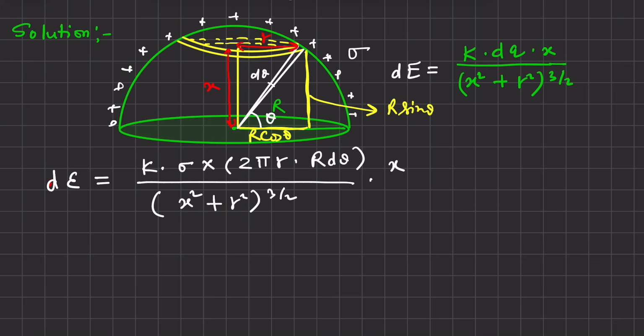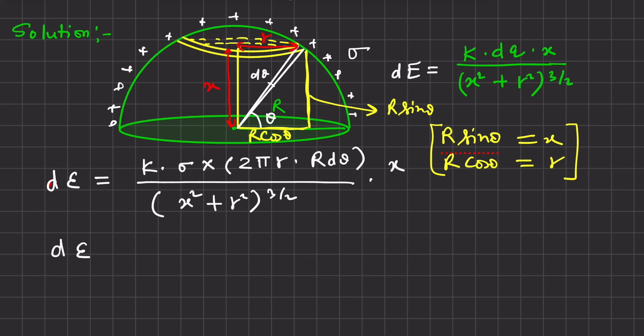So from here we can say r sin theta is equal to x, and r cos theta is equal to r. Okay, so if I put both the values here in the equation, what I will get, I will get dE is equal to k sigma into, don't get confused, guys, this is not x. This is just multiplication.